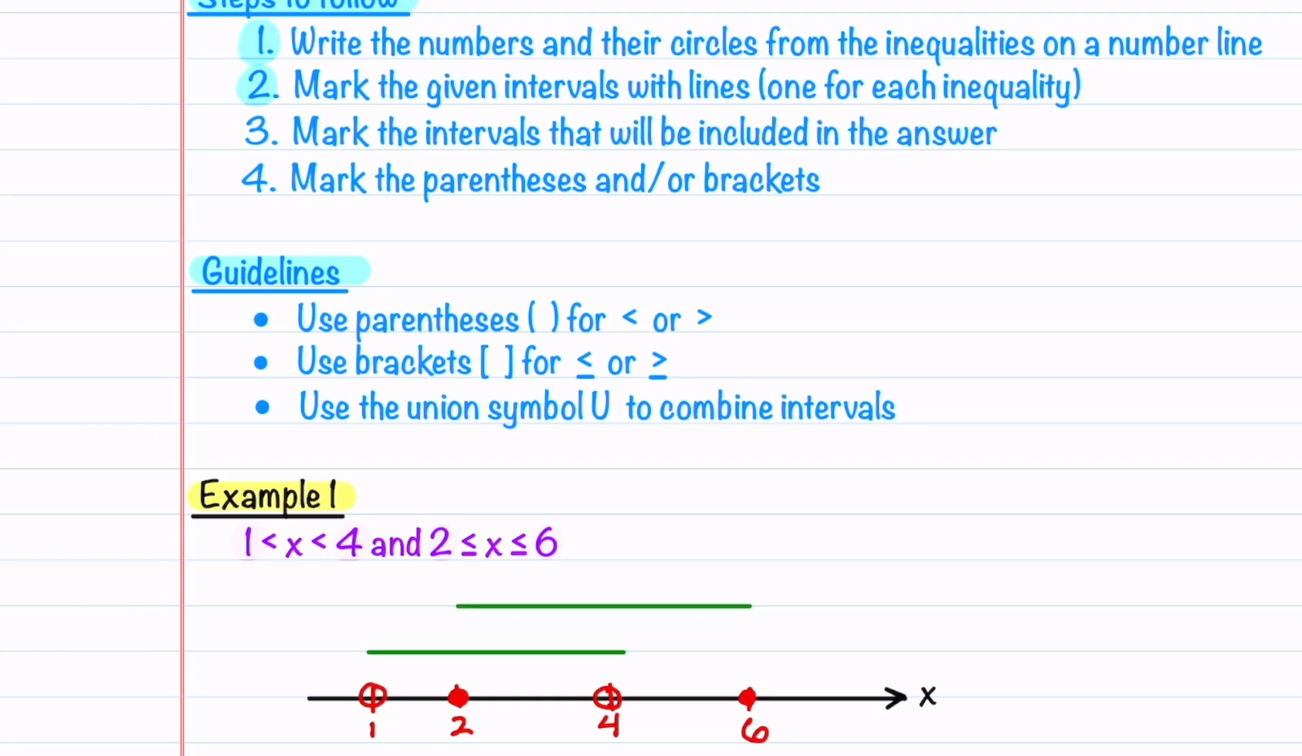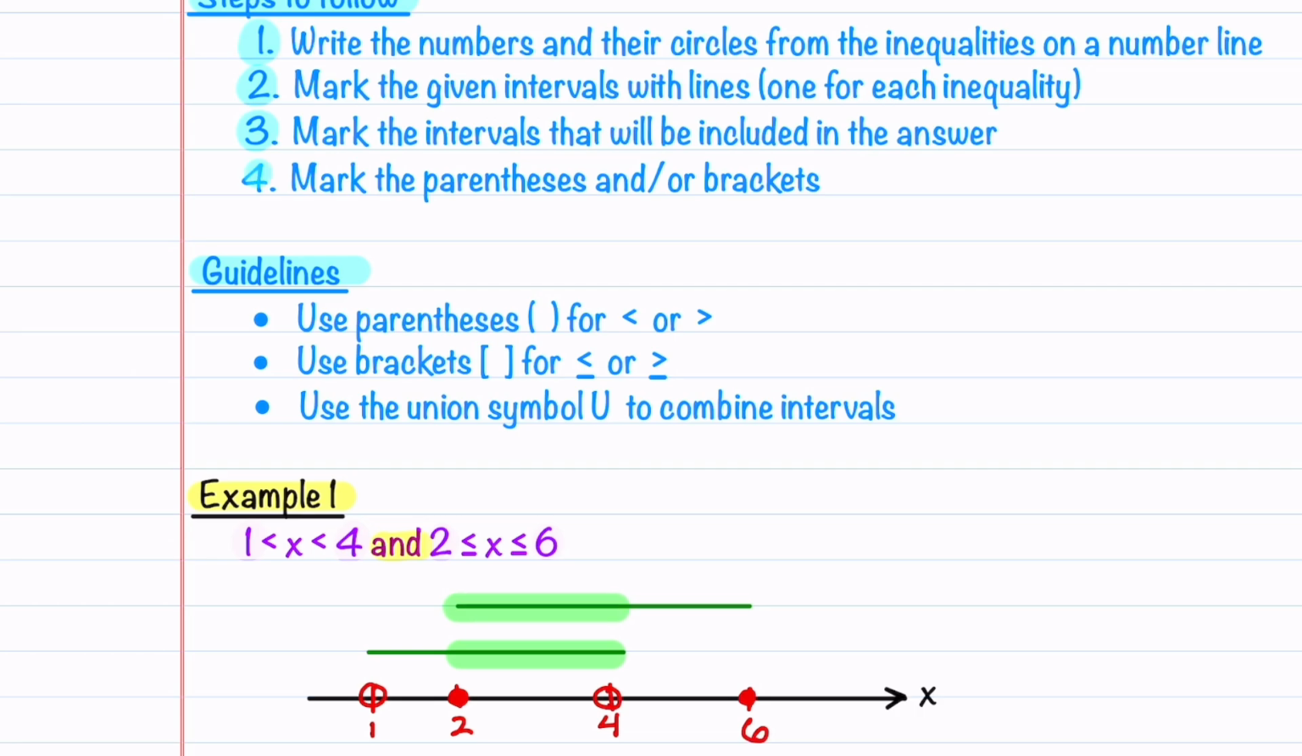The third step above is to mark the intervals that will be included in the answer. An and between 2 inequalities indicates that we can only include the points that are common to both inequalities. These are going to be the points between 2 and 4.